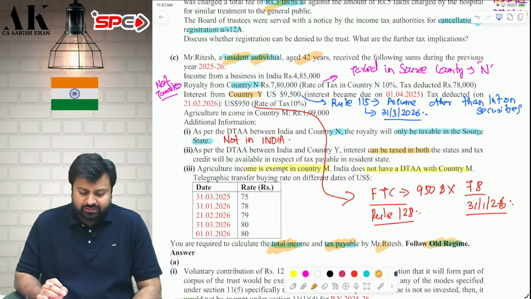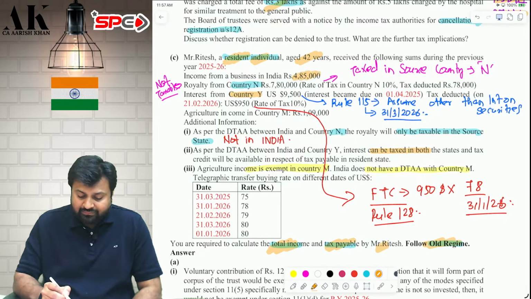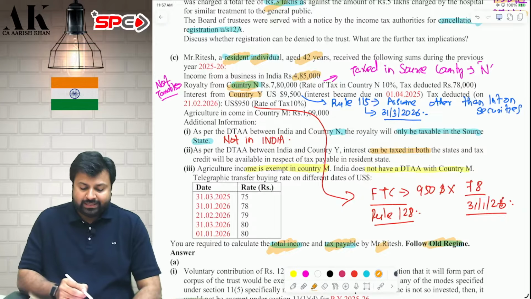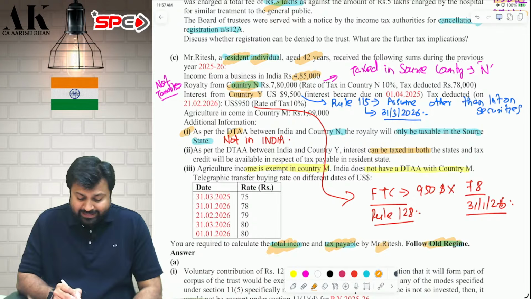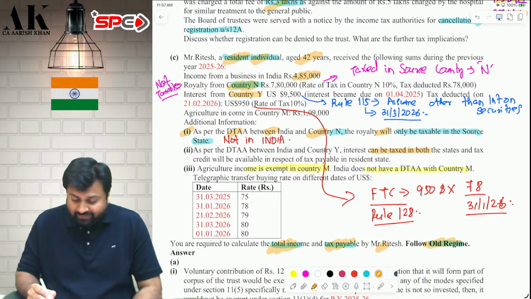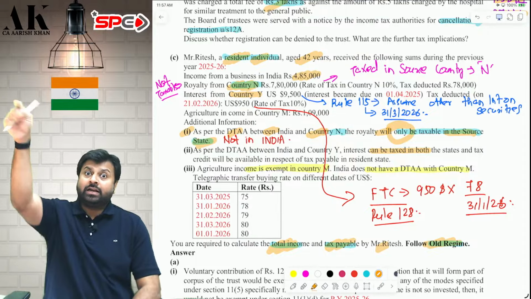Now, the very first thing we need to understand is that we will compute the total income of Ritesh in India. First, income from business in India, 4,85,000, that I will write here. Income from royalty from country N. For that, we need to read one additional piece of information, because India and country N have a DTAA. As per the DTAA between India and country N, the royalty will only be taxable in the source state. Which is the source state? The source state is country N.